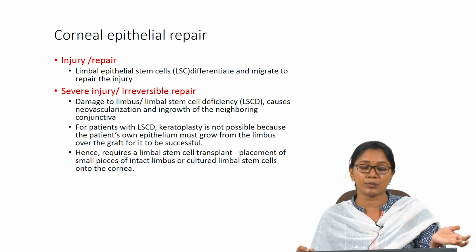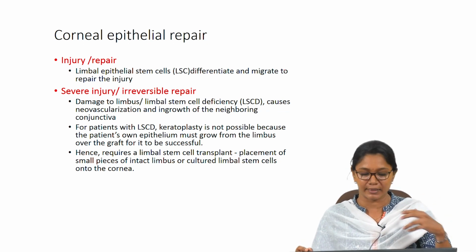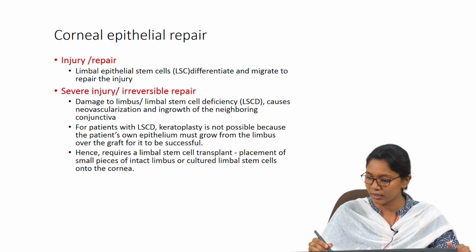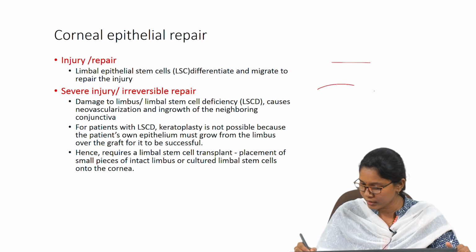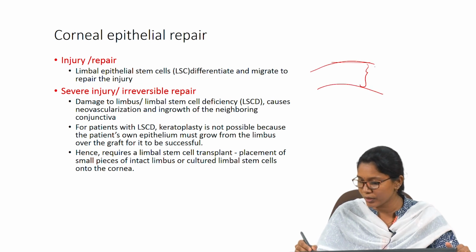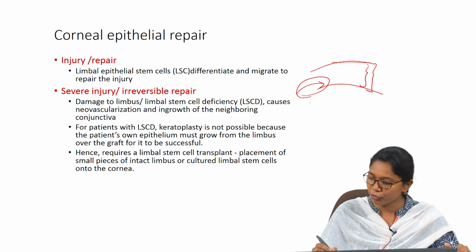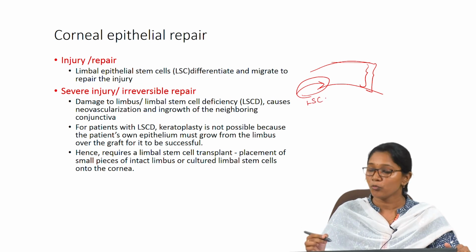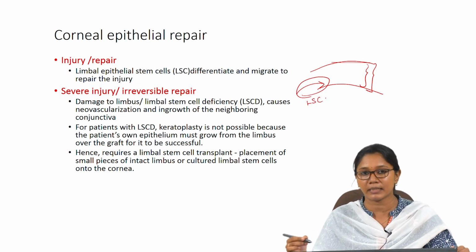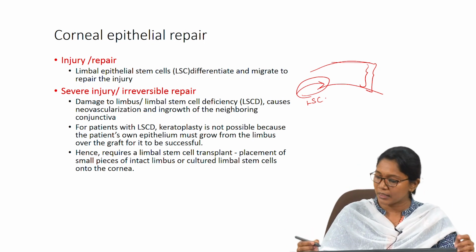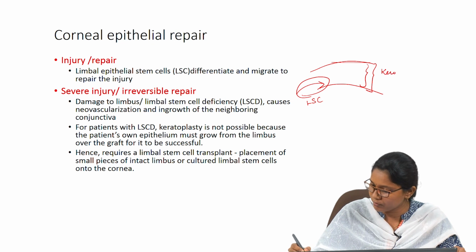But what happens when there is a severe injury to your epithelial cells? When there is damage to any one of your corneal layers, the repair process can happen. But when there is damage to the limbus system itself, what will happen? In that case, a corneal transplantation will not be helpful. Keratoplasty is the normal term for corneal transplantation.